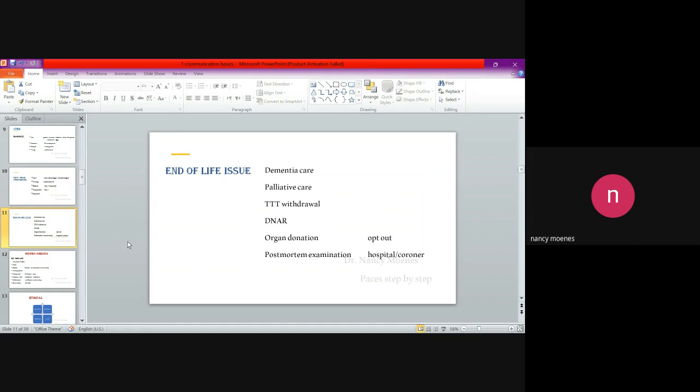Then there are the end of life issues, like dementia and delirium. These are the scenarios about delirium and dementia. How do you deal with this patient? This patient is agitated. How do I deal with agitation? How do I feed him? How do I give him medication? How to take care of him? The risk of falls. All of this is about how to take care of the dementia or delirium patient.